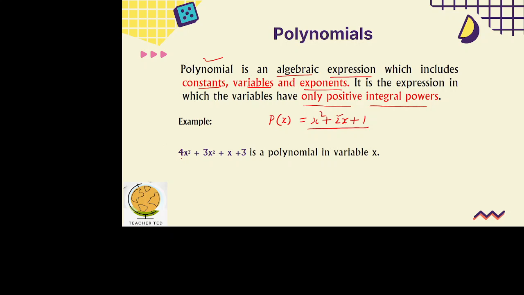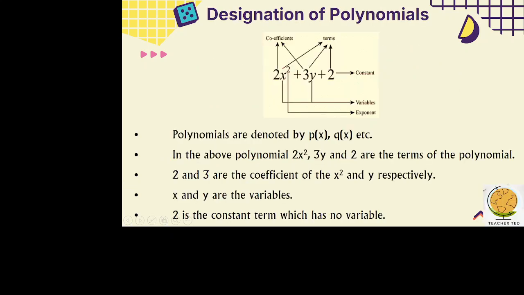You can say 4x to the power of 3, plus 3x to the power of 2, plus x plus 3. It's a polynomial in variable x. So this is a polynomial of x which is given by 4x cube plus 3x square plus x plus 3. This is how we represent polynomials. How do we designate polynomials? Just now we have learned what constants, coefficients, variables, and exponents are. Let us dig more into it.